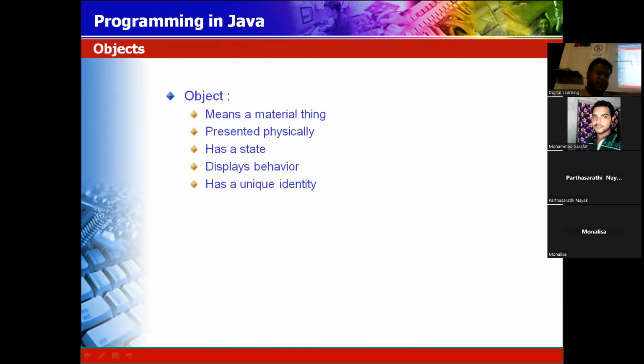Here, an object means a material thing which is presented physically. It has a state, displays behavior and has a unique identity. A material thing means you can touch it and feel it. It is presented physically, that means it is tangible. It has a state. Your mobile phone has different states like silent mode, vibration mode and ringing mode. These are the states of a particular object.